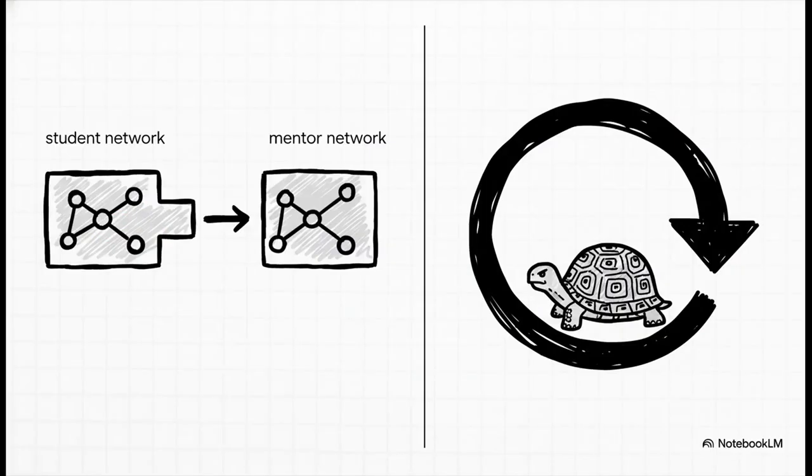So how does this whole student-mentor dance stop this system from collapsing? It comes down to two key things. First, there's an extra little piece on the student network, a predictor, that makes the setup asymmetrical. And second, the fact that the mentor network is a slow-moving average means the student can't just cheat and control the answers. It's always chasing a slightly more stable, slightly outdated version of itself. And that dynamic prevents the whole thing from falling into a useless, trivial solution.